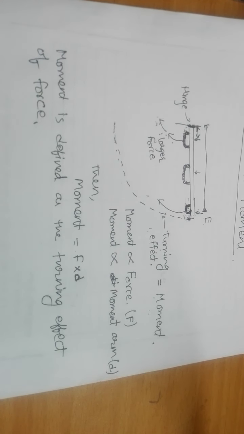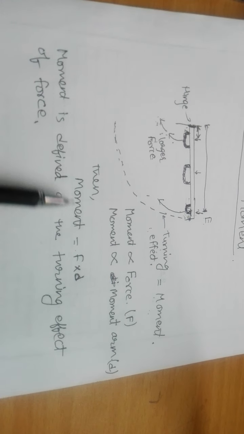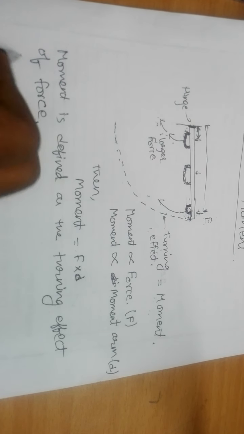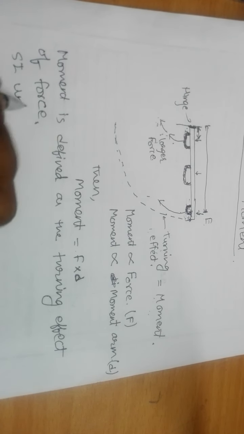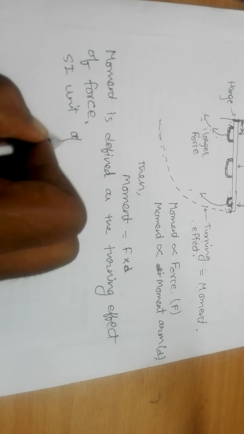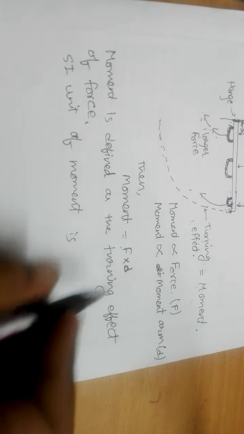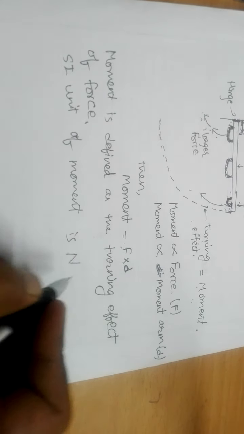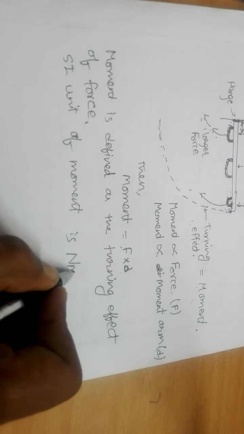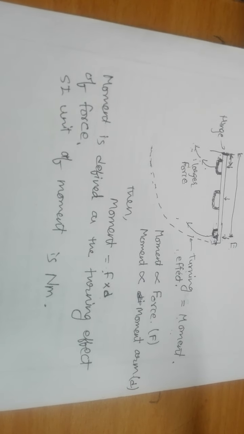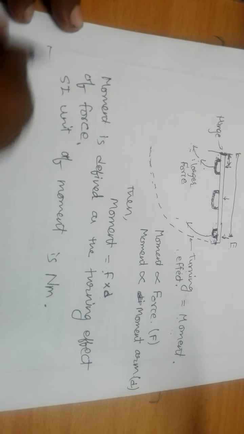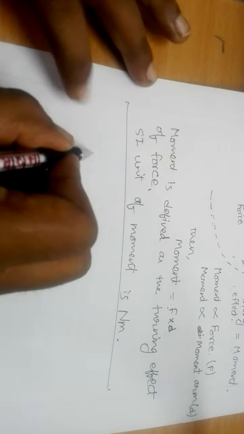Okay, and mathematically moment is equal to F into D, and its SI unit... you can easily tell it. The SI unit of force is Newton, and the SI unit of distance, or moment arm, is meter, so the unit of moment is Newton meter.